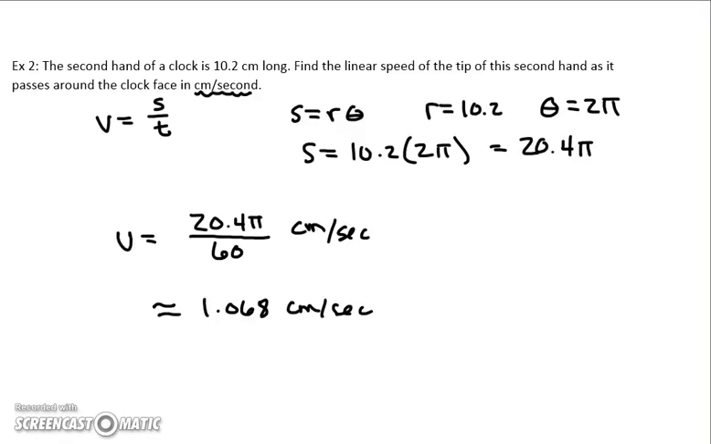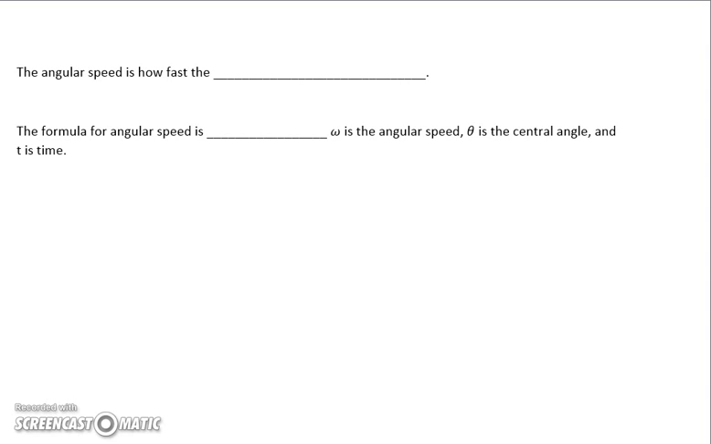So the other type of speed that we can deal with is going to be angular speed. And angular speed is just how fast the angle is changing. So not necessarily how fast something is moving, but how fast the angle changes. So the formula for angular speed is omega, this little W thing, equals theta over T.